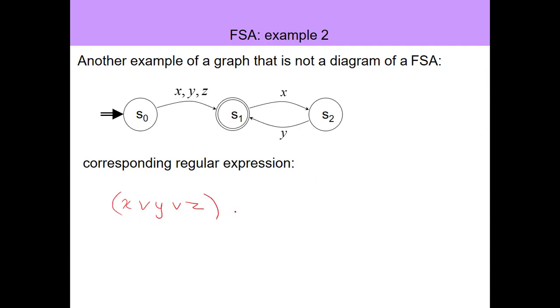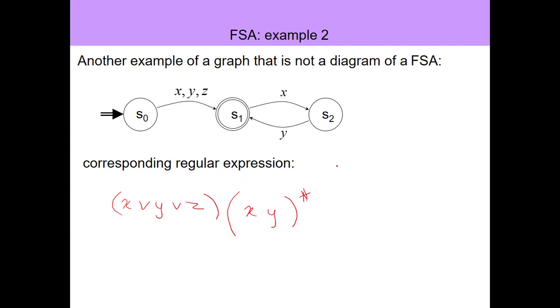Okay, then we are in state S1 and we could finish. But we don't have to. So from this point we can continue, if we like, by taking an X, going to S2 and having a Y to return. And this can be repeated as often as we like. So the corresponding regular expression would be start with an X or a Y or a Z and finalize with as many XY cycles as we like.